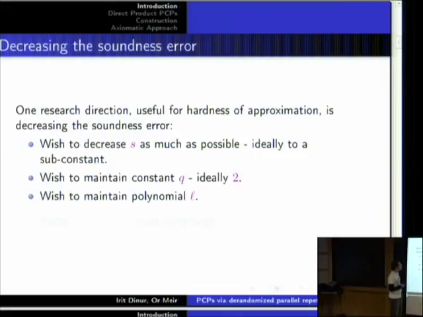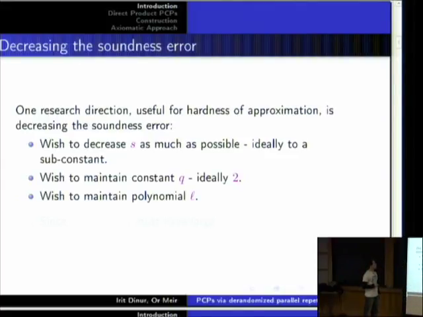I'll just say that this research direction is particularly useful for hardness of approximation results, that is, to obtain tight hardness of approximation results. And for this kind of result, it is particularly important that the query complexity be 2.